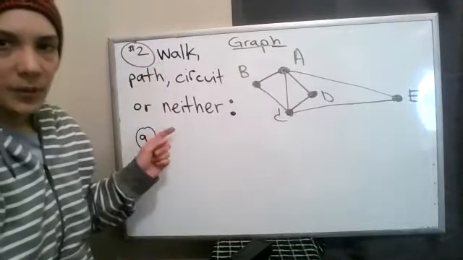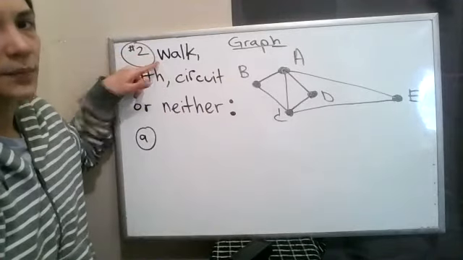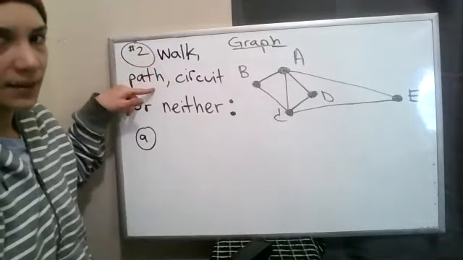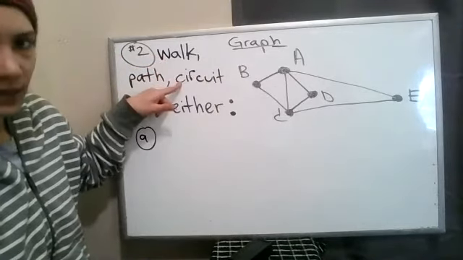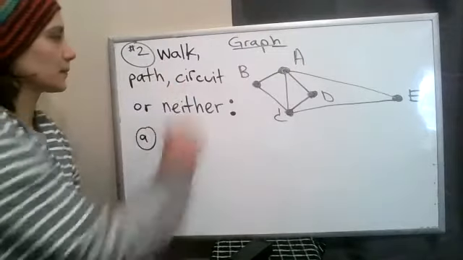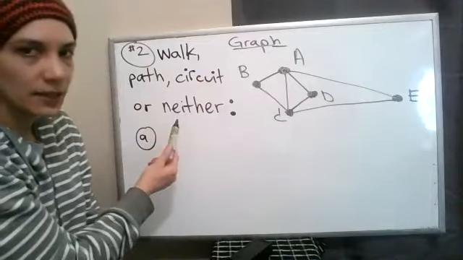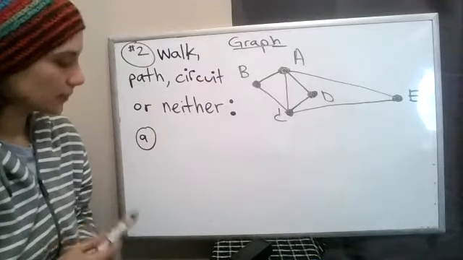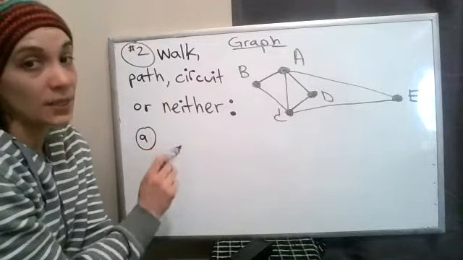Out of all the options, pick the best one. If it's a walk, go with walk. If it's a walk and a path, pick path. If it's a walk plus path plus circuit, then say circuit. And if it's none of those three, we're going to say neither. We're going with A, B, C, D, E.